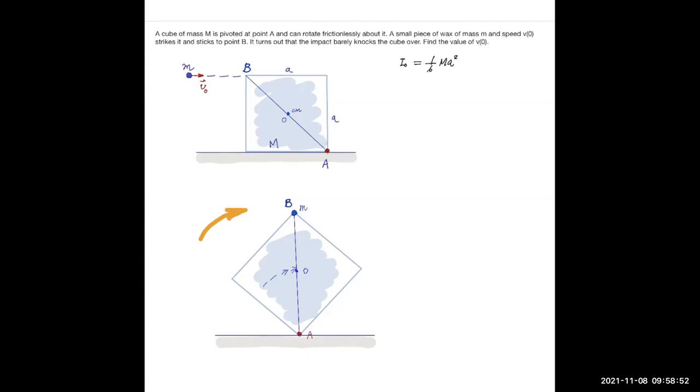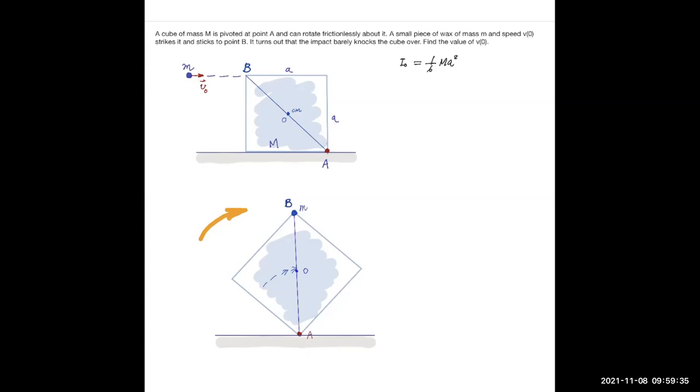Now, if the speed v naught is large enough, the block can be knocked over, which means the line AB can be rotated over the vertical direction, which means it will continue to rotate until the cube flips to the other side. The question is, given all these parameters, what is the minimum speed v naught such that this piece of wax can barely knock this cube over, which means it can cause the cube to flip around point A, the axis. So let's look at how we solve this problem.